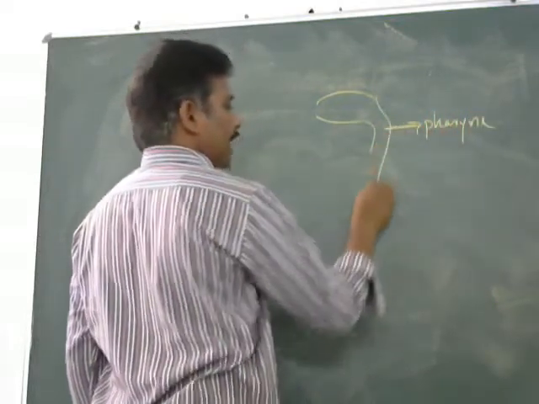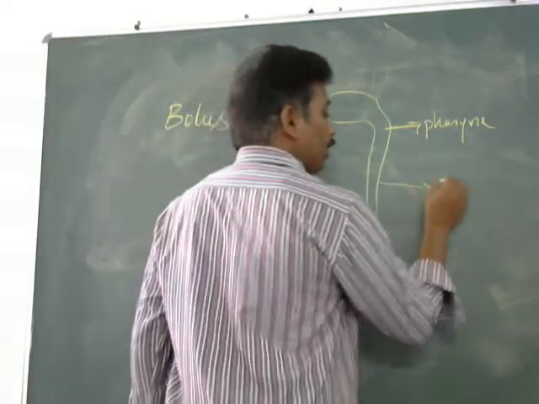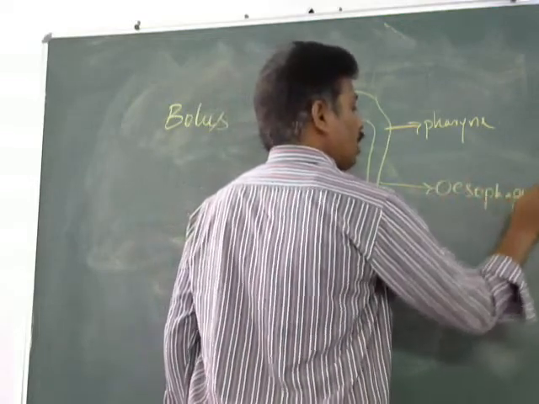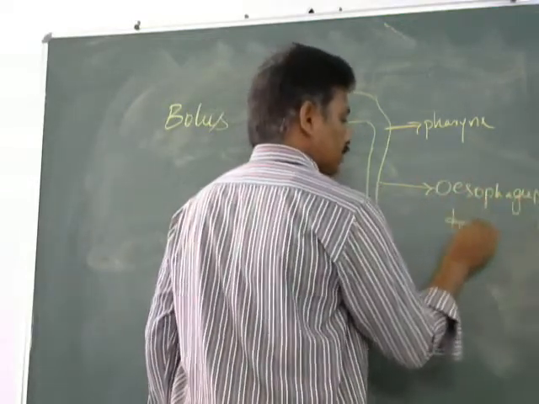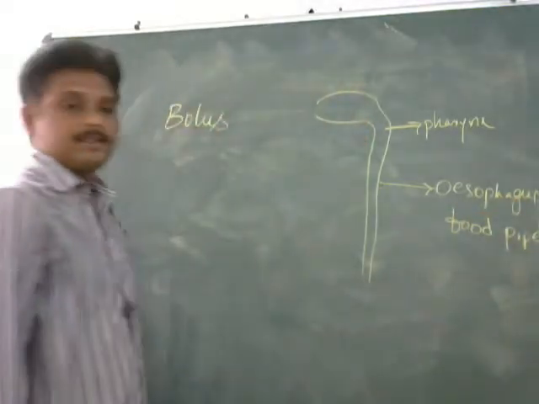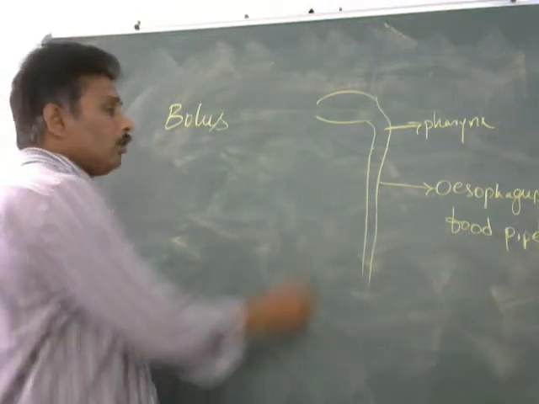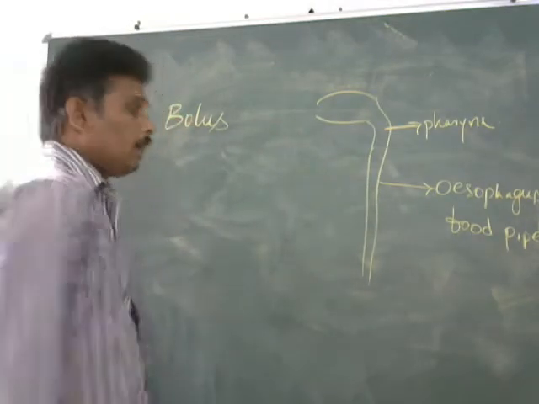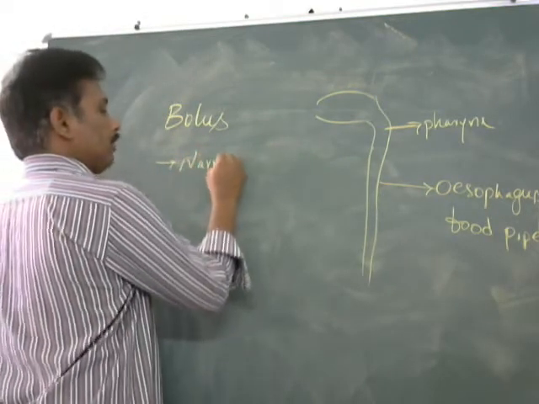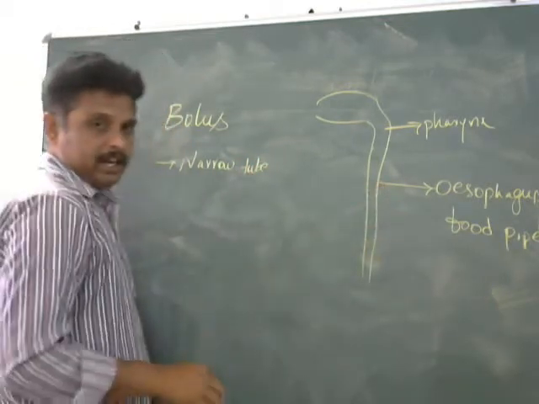From the pharynx, the food enters into a narrow tube called the oesophagus, also called the food pipe. If you see this esophagus, it is a narrow tube. Narrow means its diameter is very small.